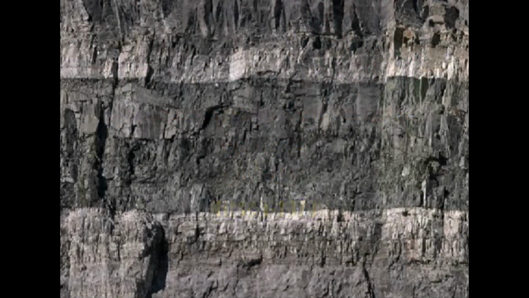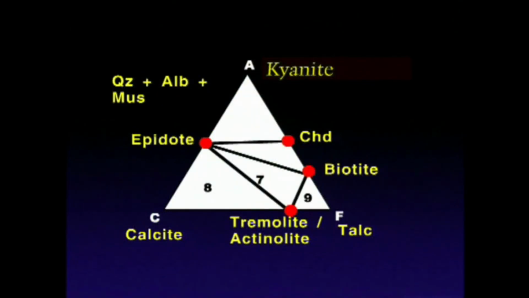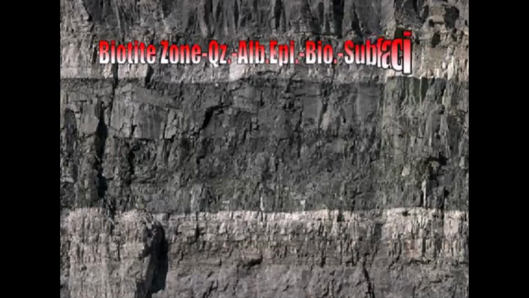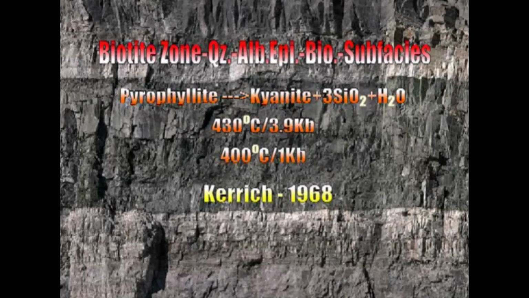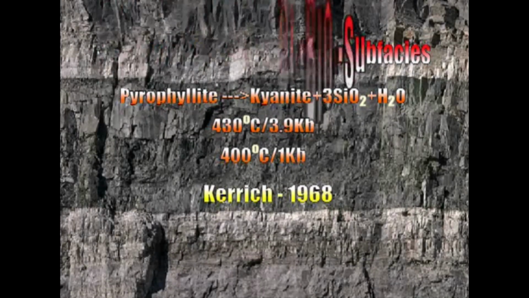In aluminous pelitic rocks, the pyrophyllite disappears and kyanite appears at the A corner. By the reaction, pyrophyllite gives rise to kyanite plus water. This reaction was carried out by Carrick at 400 degrees centigrade, 1 kilobar, and 430 degrees centigrade, 3.9 kilobar.